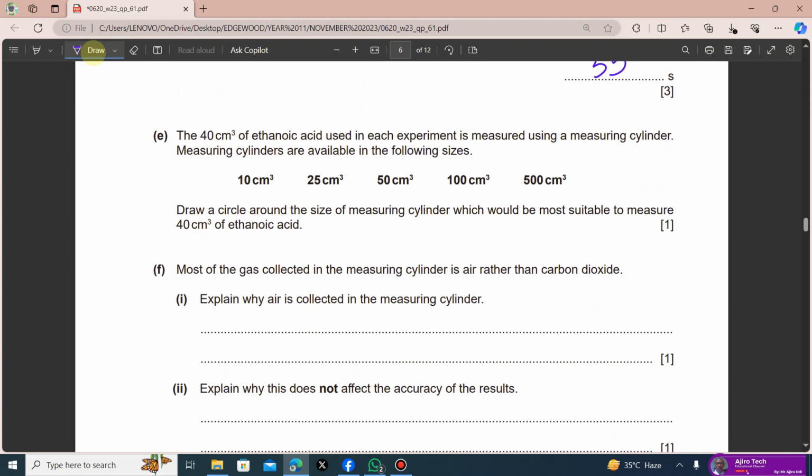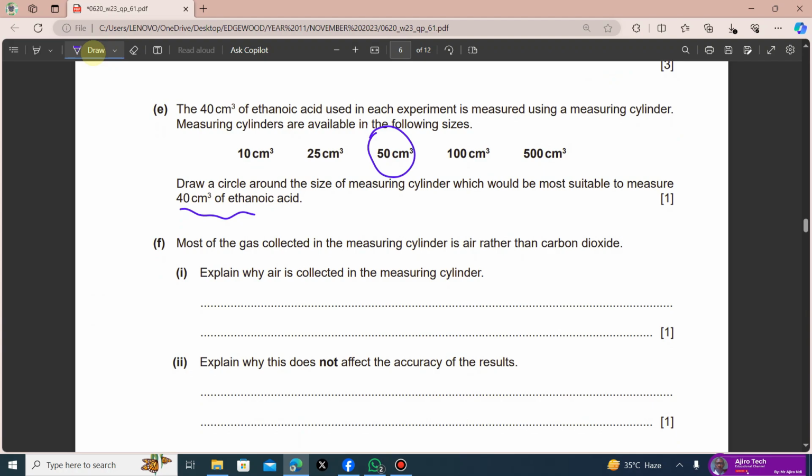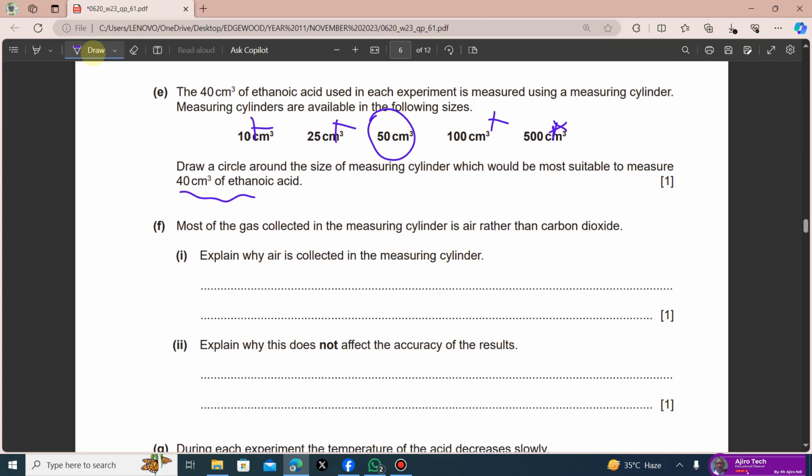Now move to the next question. It says the 40 centimeter cube of ethanoic acid used in each experiment is measured using a measuring cylinder. Measuring cylinders are available in the following sizes. Draw a circle around the size of measuring cylinder which should be most suitable to measure 40 centimeter cube. If you want the most accurate value, you would use the one of 50 centimeter cube because that's the closest to 40. So it'll give you a more accurate value than any others. This is too far, and this is equally far. All right, so that is the answer to that.